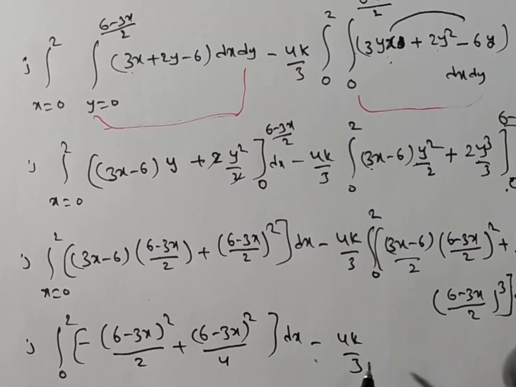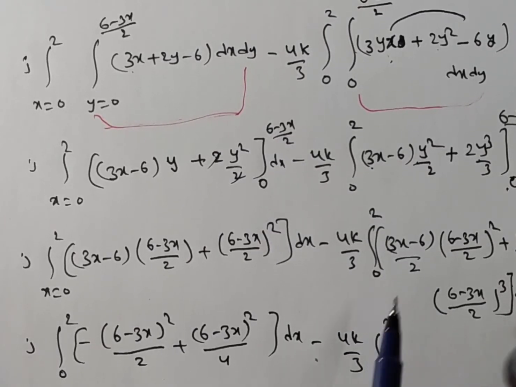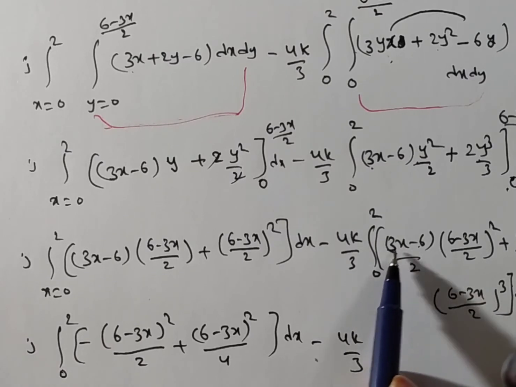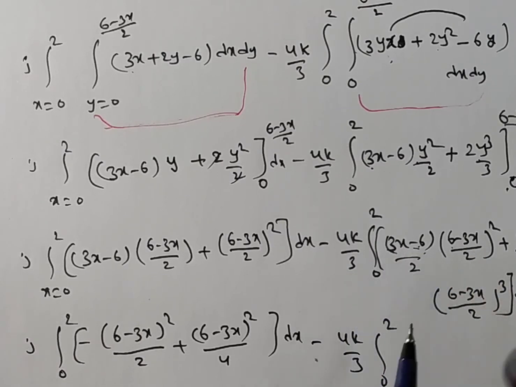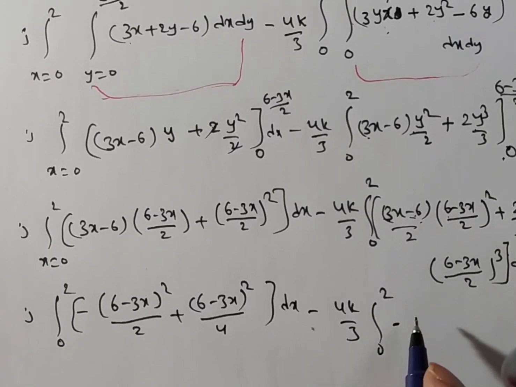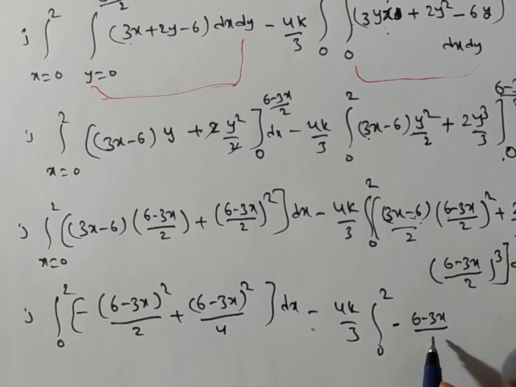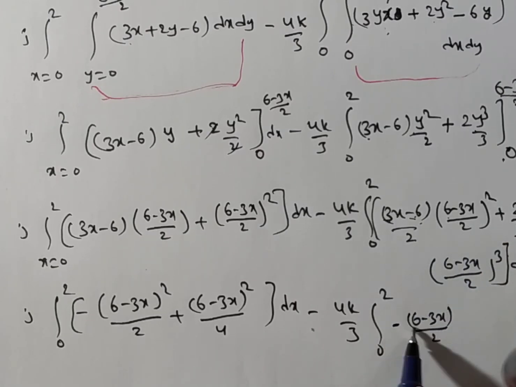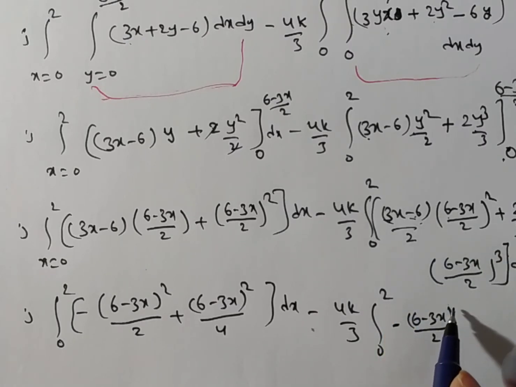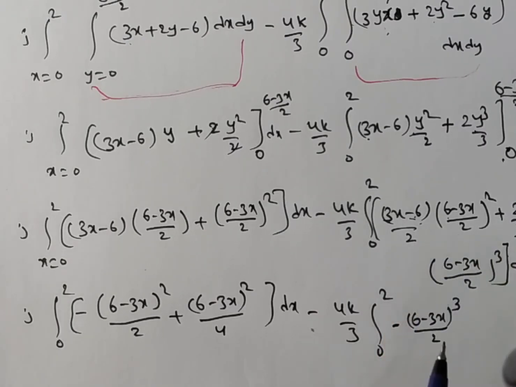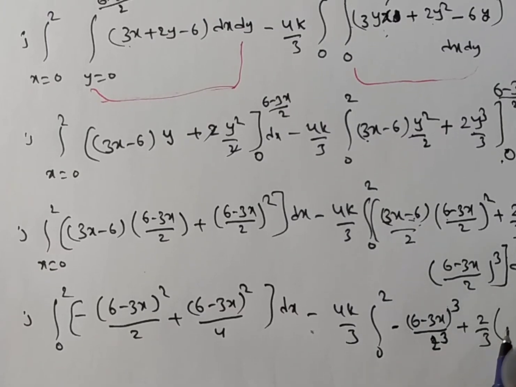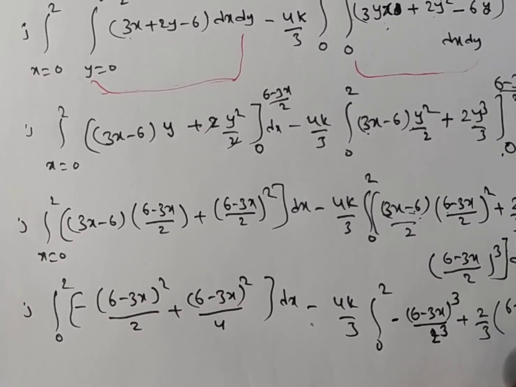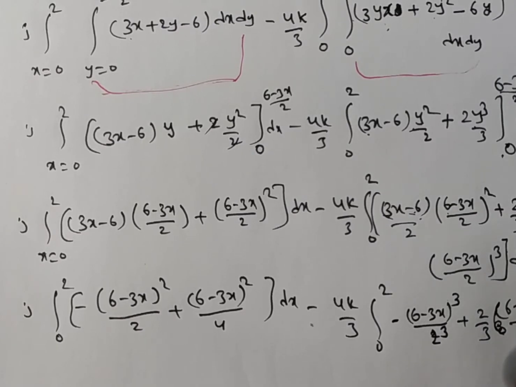Minus 4k by 3 times integral from 0 to 2. Here you have 3x minus 6 and here you have 6 minus 3x. So take minus outside as common, then you will have (6 minus 3x) by 2. But here also you have (6 minus 3x) by 2 whole square. Whole square means a square by b square, so this will become a cube. 2 square into 2 is 2 cube, plus 2 by 3 times (6 minus 3x) whole cube. The denominator 2 cube is nothing but 8, into dx.